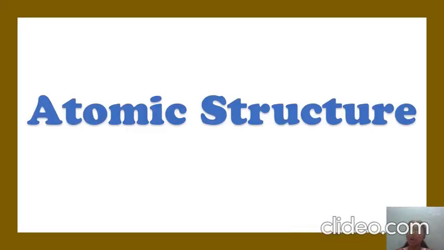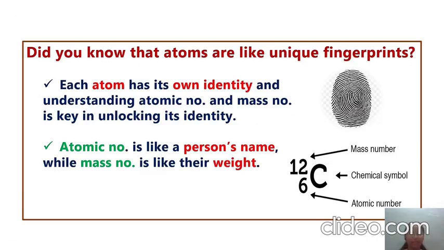So, before getting into atomic structure, what do you know about atoms? Atoms are unique fingerprints. Each atom has its own identity. Knowing the atomic number and mass number is the key to unlocking its identity. Imagine the atomic number is a person's name, and the mass number is her weight. Imagine that a person's name is Luna and her weight is 50 kgs. Now, the person named Luna won't change, but her weight may change. That's the difference between atomic number and mass number.